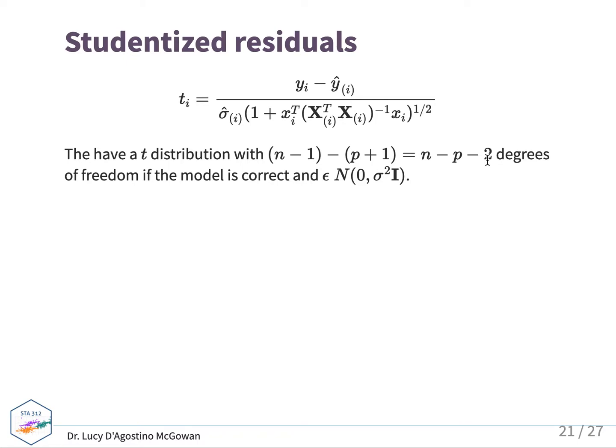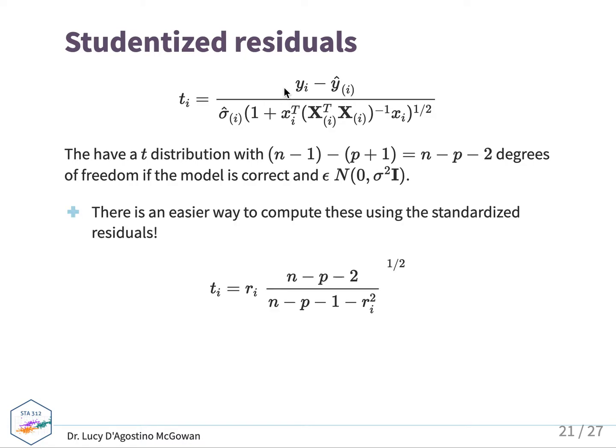If this model is correct and your epsilon is normally distributed with a mean of 0 and a variance of sigma squared times the identity matrix. And so this is kind of a helpful way to be able to think about the residuals. As you maybe saw when you were trying to calculate that last quantity, it can be cumbersome to have to refit your model for every single case, leaving out one observation at a time. Of course, you could automate this. You could write a function to do this. But it turns out for linear regression, there's actually an easier way to compute these studentized residuals.